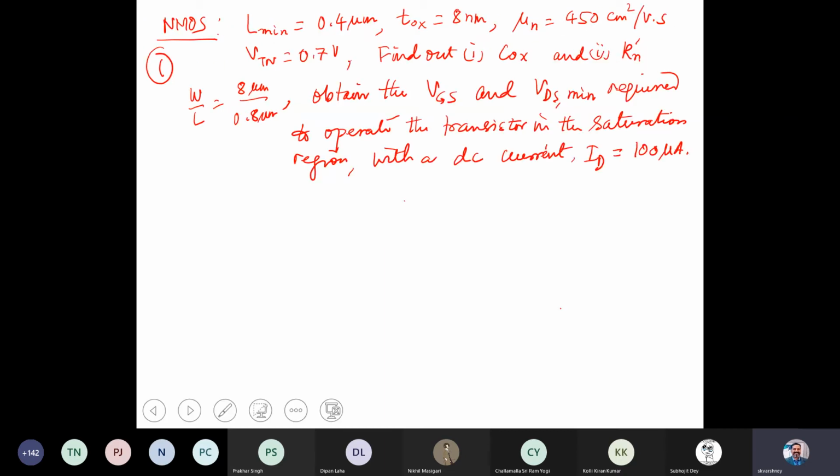Okay, so in this one you have to find out basically 3 parts. One is gate capacitance per unit area, Kn, which is simply mu and COX. Once you obtain this gate capacitance per unit area, you can find out this process transconductance parameter Kn. And once we have that, since it says we have to obtain the VGS and VDS minimum required to operate the transistor in the saturation region, right? Since it says the saturation region, what does it mean?